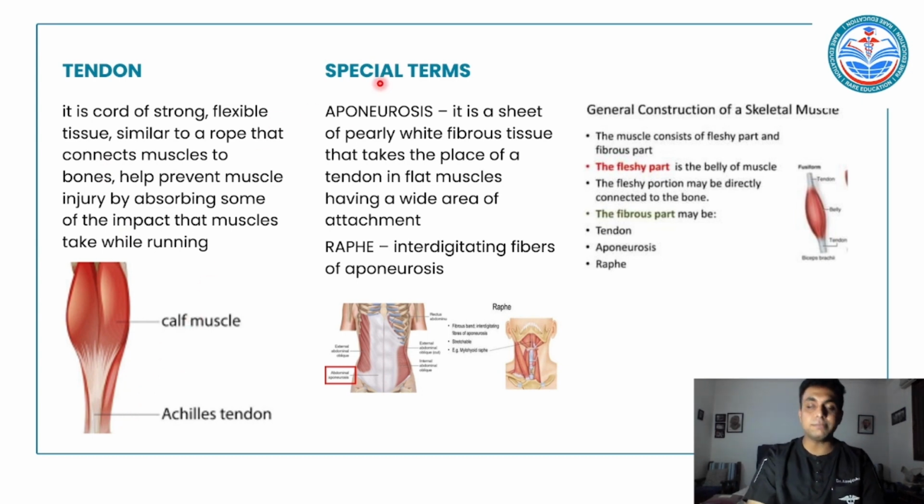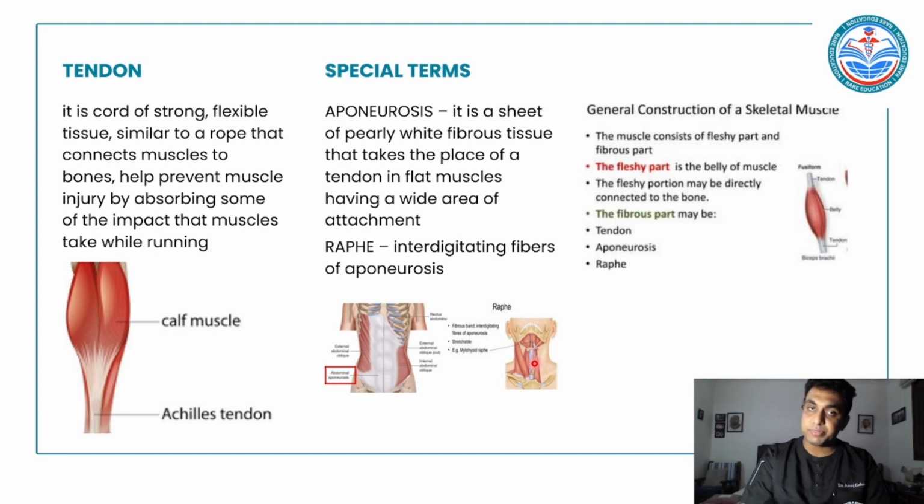Another special term which you have to remember is aponeurosis. Now, what is aponeurosis? Aponeurosis is also a connective tissue, but it is pearly white in color, and it is basically the connective tissue that takes place in flat muscles. Instead of tendon, flat muscles will have aponeurosis, and the most important example that you have to remember for aponeurosis is the abdominal aponeurosis. Now, the next term that you have to remember is raphe. So, what is a raphe? Raphe is basically the interdigitating fibers of the aponeurosis.